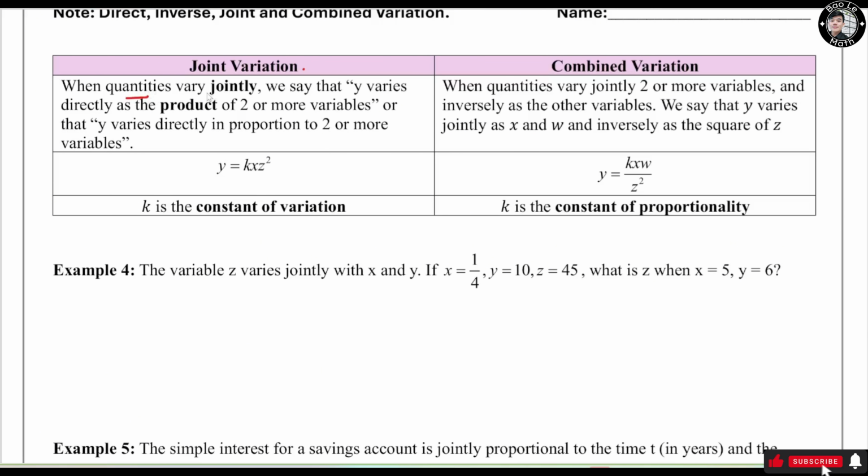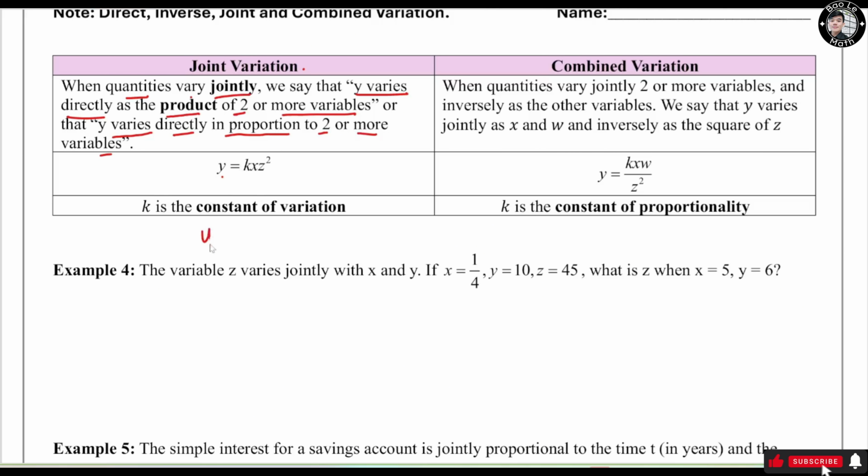We're going to talk about joint variation. When quantities vary jointly, we say that y varies directly as the product of two or more variables, or y varies directly in proportion to two or more variables. So in this situation, we have y equals k times x times z squared, or something like that.